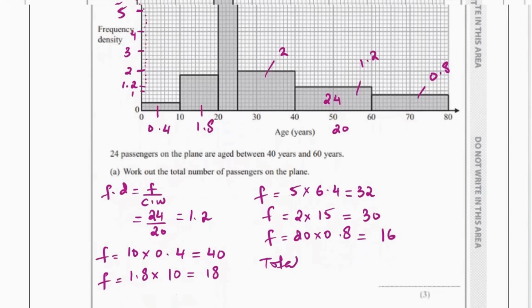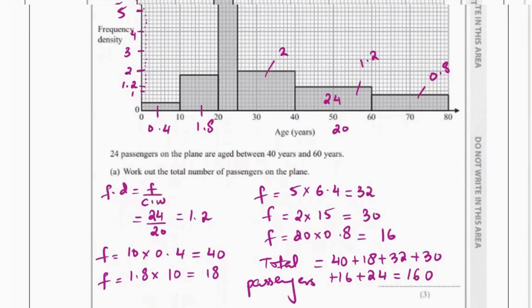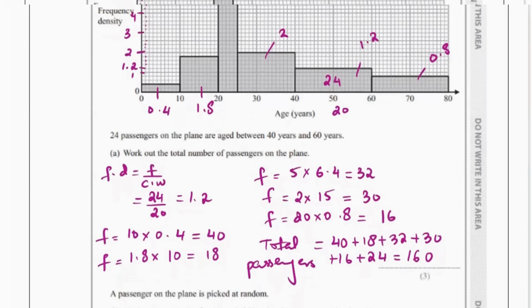So the total number of passengers is going to be 40 plus 18 plus 32 plus 30 plus 16, and plus 24. That gives us 160. So there were 160 passengers in total.